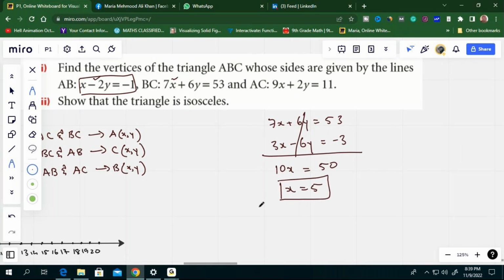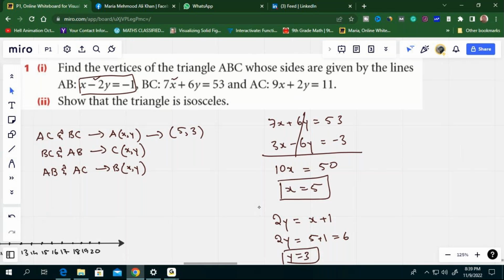And then you can pick up any of these two, AB or BC equations, to get your y coordinate. I just pick up my first equation of AB, and it is giving me 2y equals x plus 1. So it's going to be 2y equals 6. So y is coming out to be 3. Okay. So this tells me that the coordinate of my point A is (5, 3). I hope it's clear.